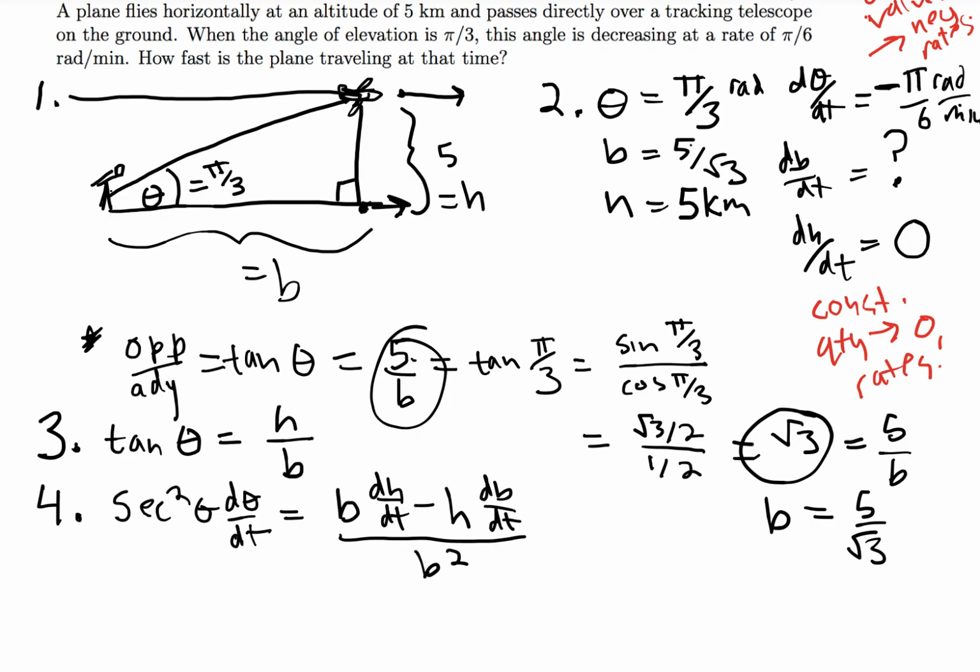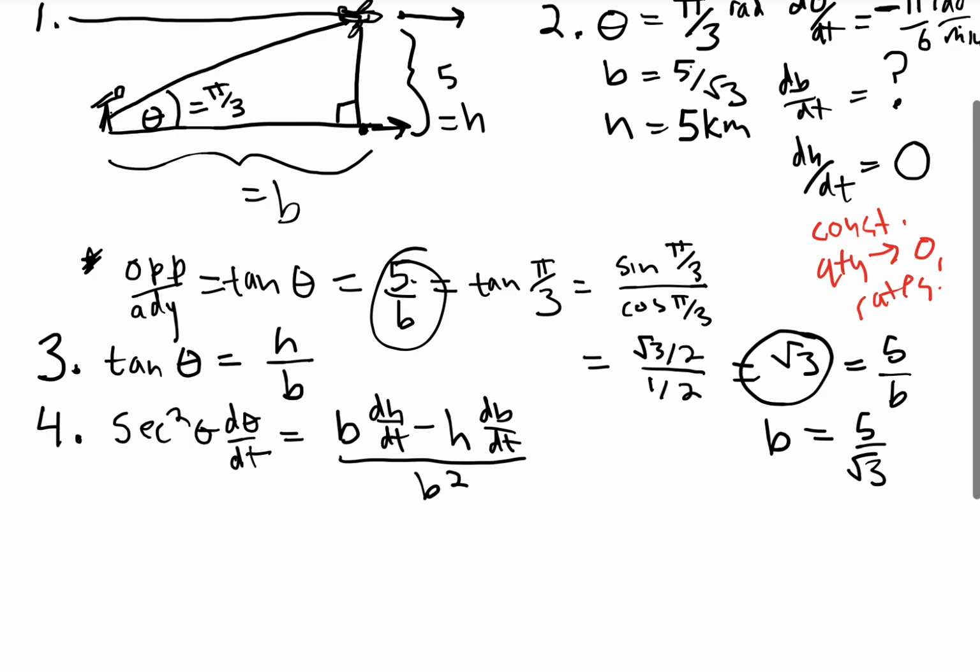So, step 5, again, I will scroll down a little bit more to give myself even more room. Step 5, I just need to start plugging some stuff in here. First off, we said secant squared theta was supposed to be pi over 3.